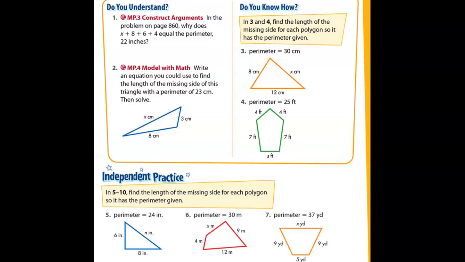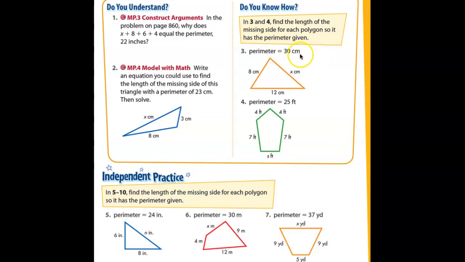Hi everyone, so today we're going to look at if you know what the perimeter is and you know the length of two sides, how do you find out the length of the other side? So we're going to start with number 3. And we know the perimeter is 30 centimeters, so that means the distance all the way around this is 30 centimeters. And we want to know what is the length of this side called x.